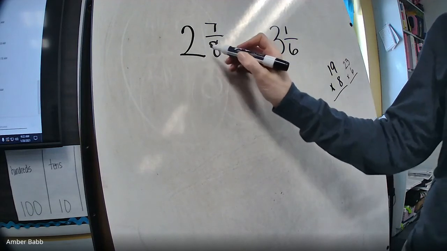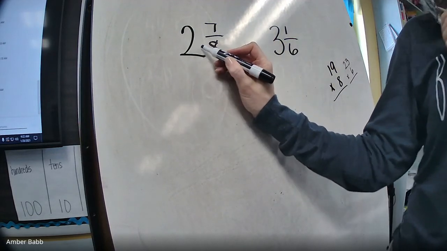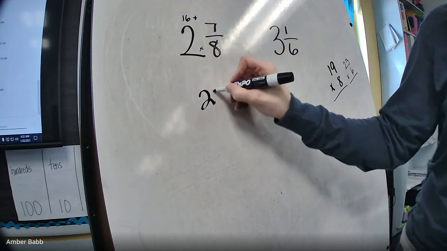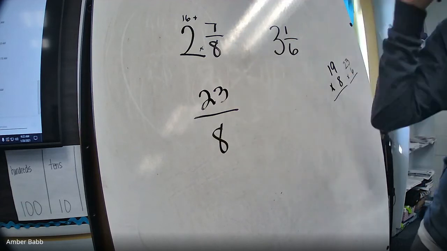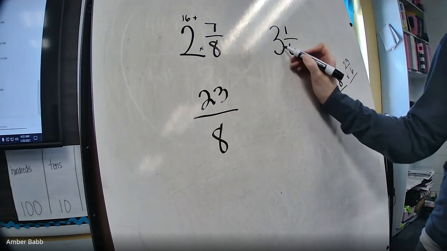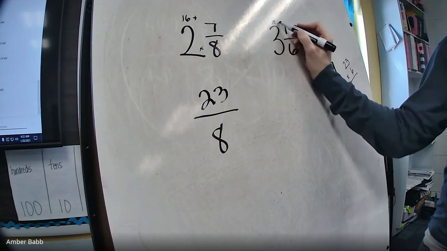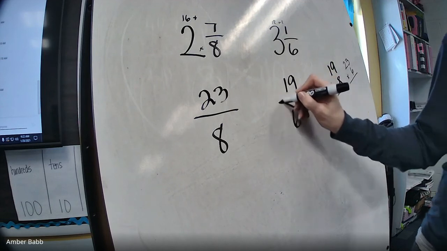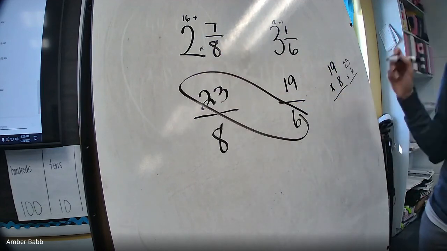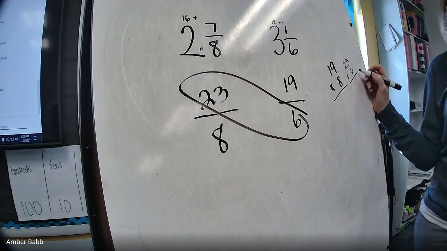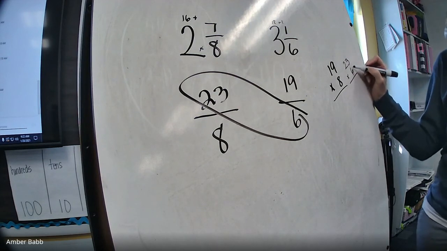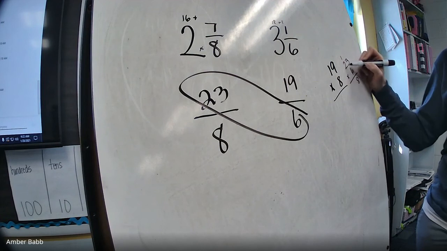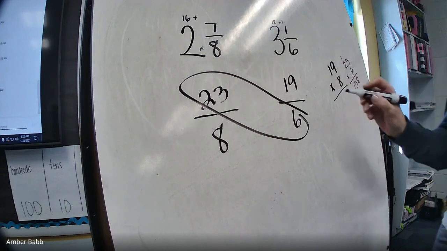So when I multiply 8 times 2, that is 16 plus 7. That gives me 23 eighths. Over here, 6 times 3 is 18. Plus 1 more gives me 19 over 6. Now I've got a butterfly. I got 23 times 6, and goodness gracious, we don't know our 23s. So, but I can come over here and do 23 times 6. 6 times 3 is 18. 6 times 2 is 12 plus 1.